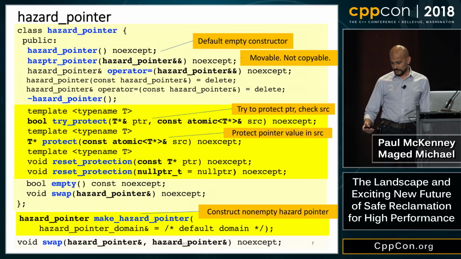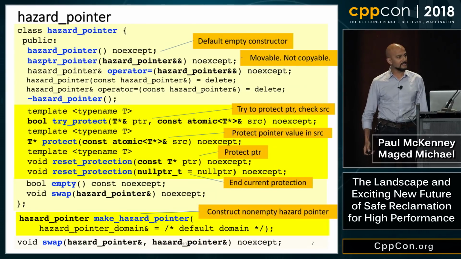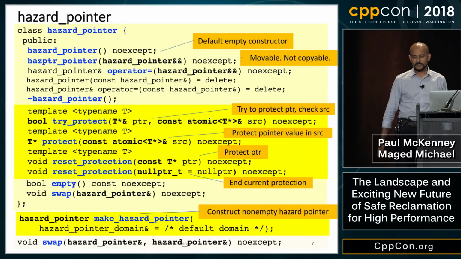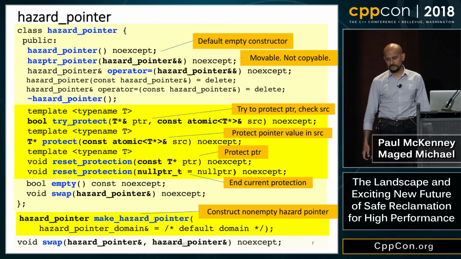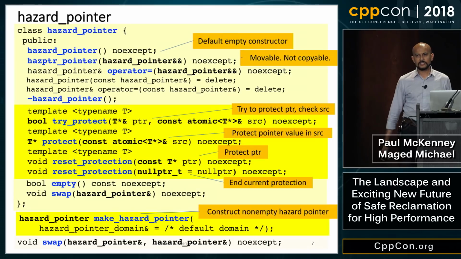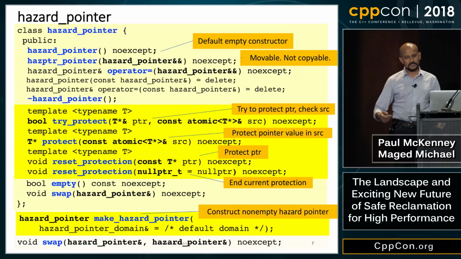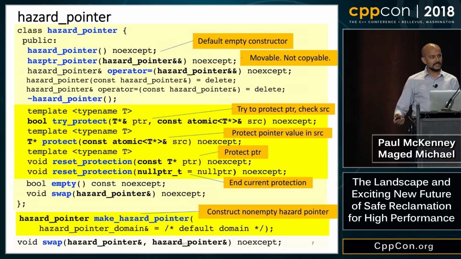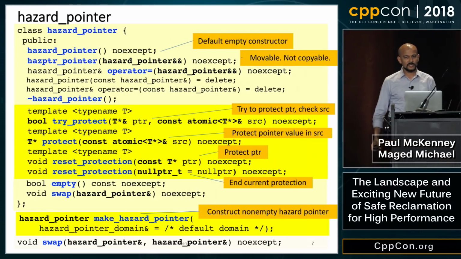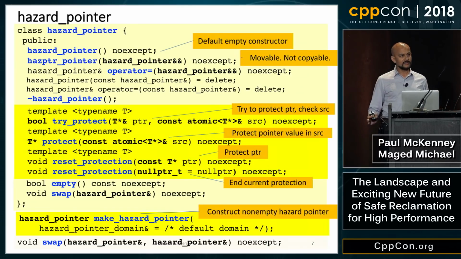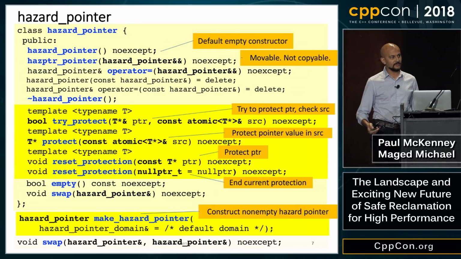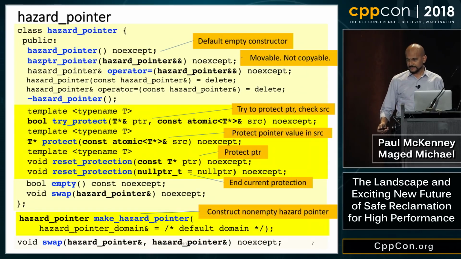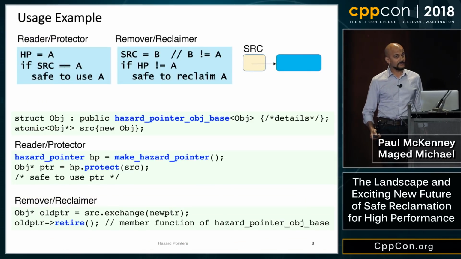If you want to end protection, we can call it with the null argument. Then it will just stop protecting whatever it was protecting. The other functions are like empty, and then you can swap two hazard pointers where they will continue protecting whatever they are protecting. It's just they will swap identity. And if one of them is empty, one is not empty, they'll swap that. Let's look at the usage example of that interface.